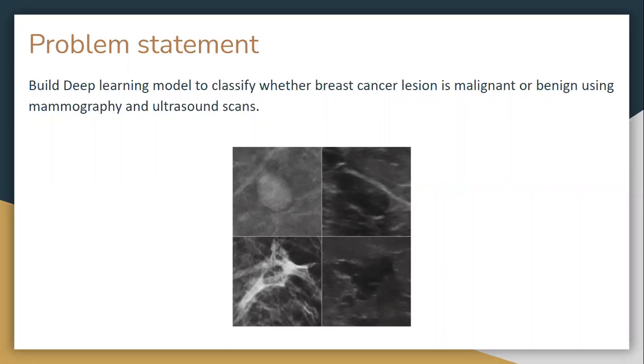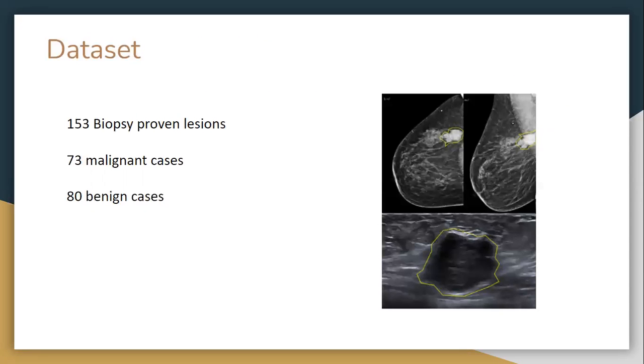So these are basic things, but also the malignant regions usually have irregular and not well-defined boundaries, as they have the ability to spread. And ultrasound imaging has proven to be a valuable tool in dense breasts, whereas solid tumors can easily be detected through mammography. So here, the authors have come together and built a deep learning model to classify whether the breast cancer lesion is malignant or benign using both mammography and ultrasound scans.